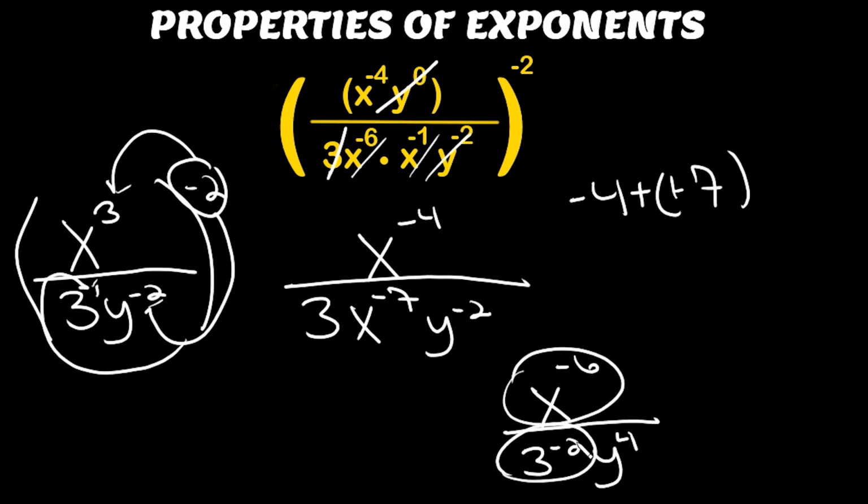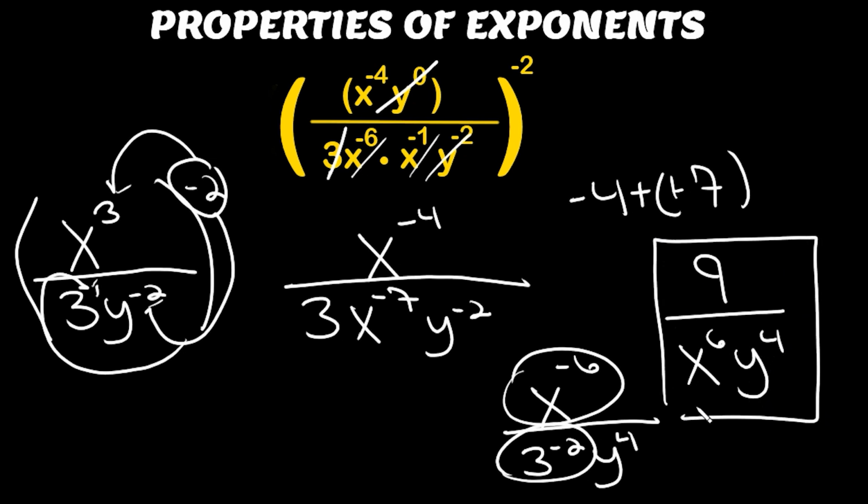So if I bring up 3 to the negative 2, it becomes 3 to the 2nd power, or in other words, 9. So on my numerator, I'm going to have 9 all over, and this part here, I'm going to bring it down, x to the 6th power, and then y to the 4th power. And that's done, right? So that is properties of exponents.